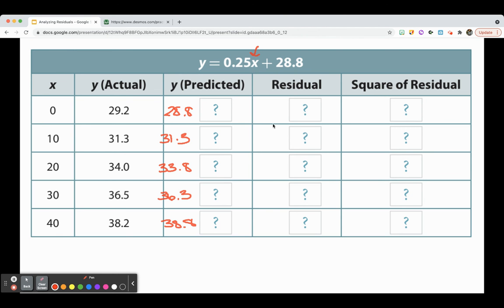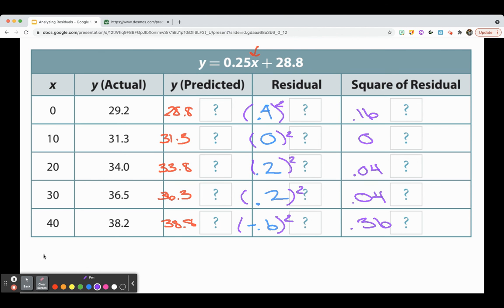And then the next step is finding that residual. So let's remember that the residual is taking my actual and subtracting the predicted. Okay, so now that we have our residuals, our next step is doing the square of residuals. So I'm going to take my residuals and raise them to the second power, which in a sense is multiplying that number by itself. So you do 0.4 times 0.4, 0 times 0, 0.2 times 0.2, and then negative 0.6 times negative 0.6.